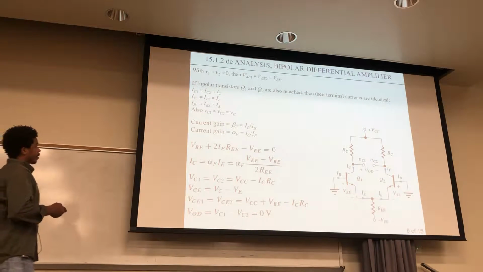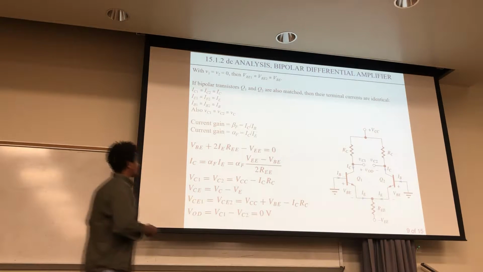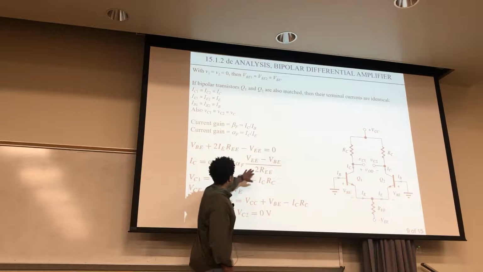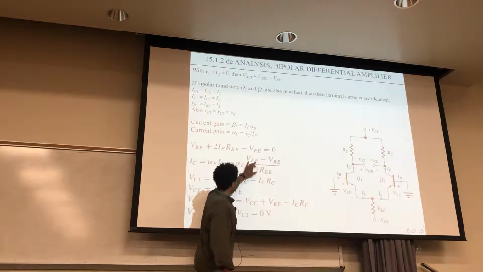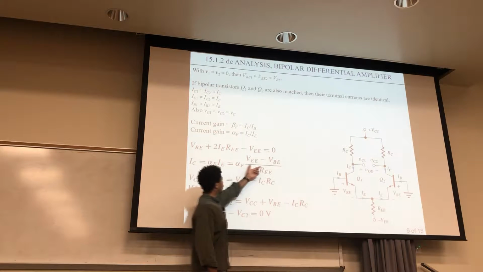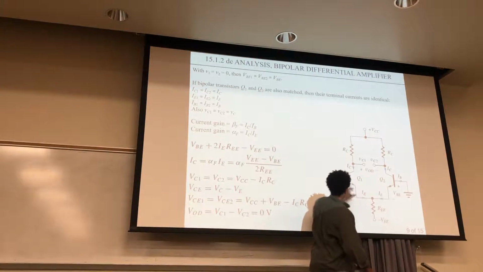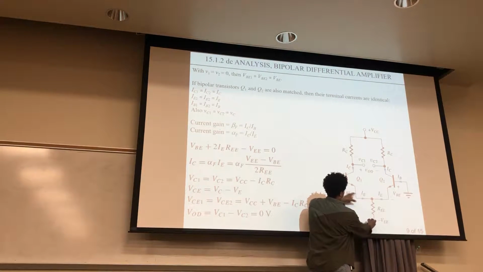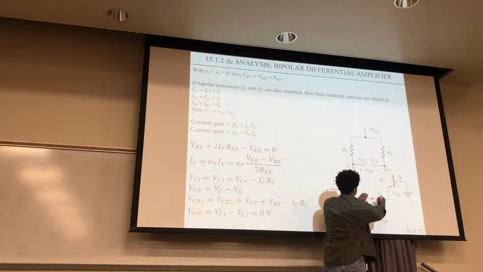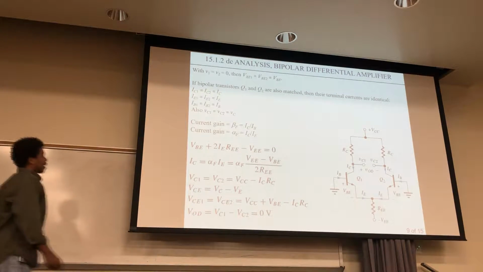For this right here, this IC is equal to alpha IE. That's from this relationship. And this IE is equal to this. Well, basically, I guess it makes more sense if you put this 2 right here. So 2 IE is equal to this voltage difference over this resistor right here. So the voltage difference between here and here across this resistor has to do with the 2 IE going through that resistor. So that's where that's from.